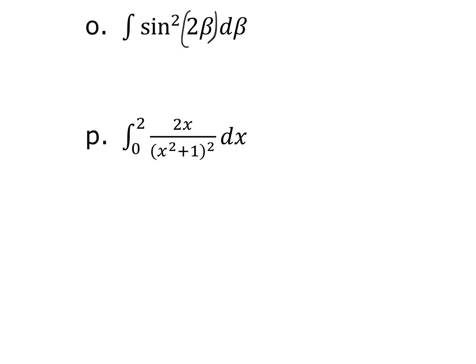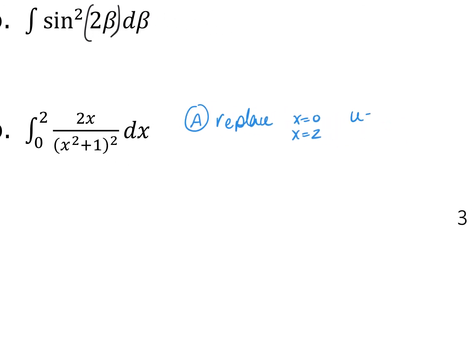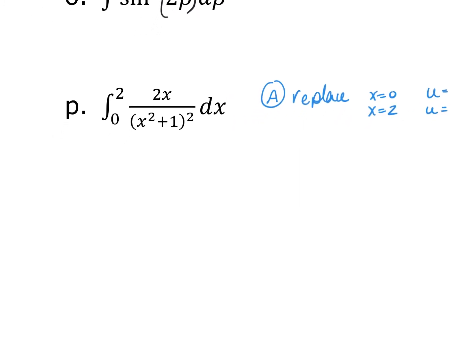Now, what I wanted to do is I wanted to get down here to p, because this is one of those ones, and we talked about it in my previous video, but what happens when you have limits of integration? There are two options. Option A, so I'm going to do it with option A, which is replace x equals 0 and x equals 2 with the appropriate u value. So it's u equals and u equals. So I'm going to do it two ways.